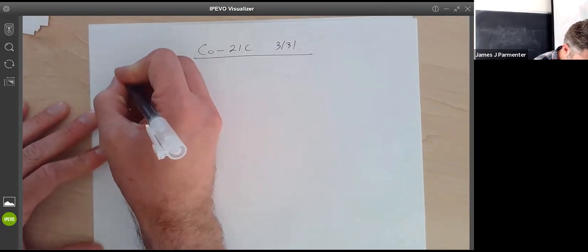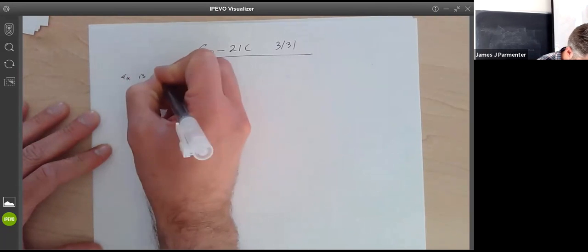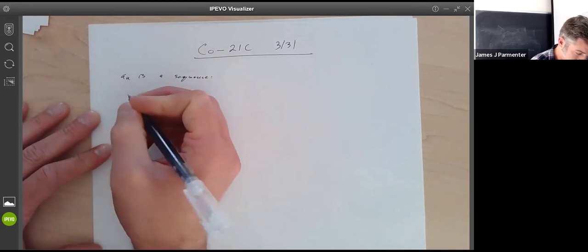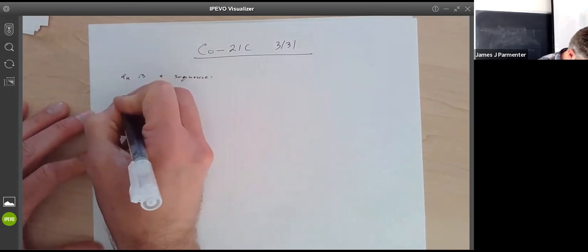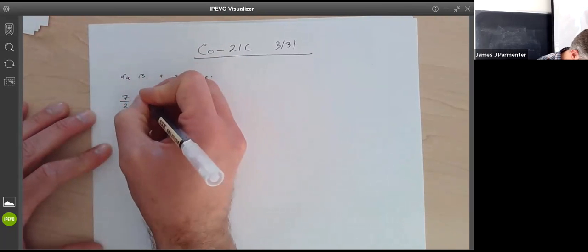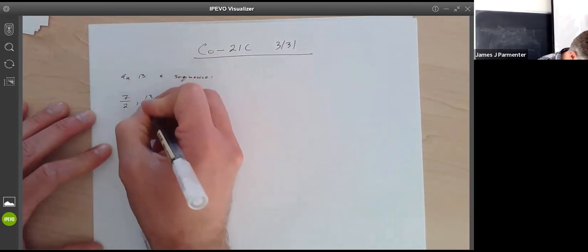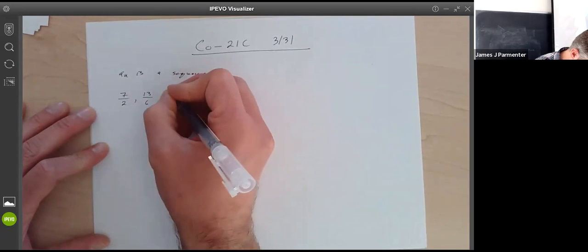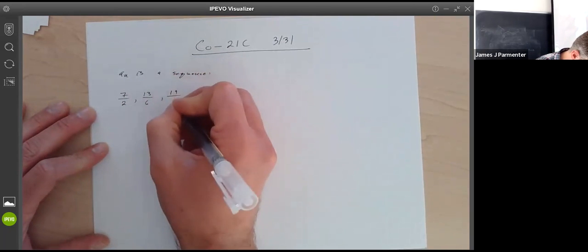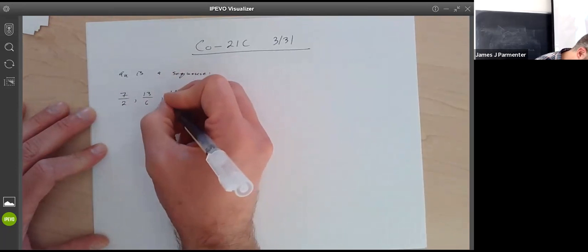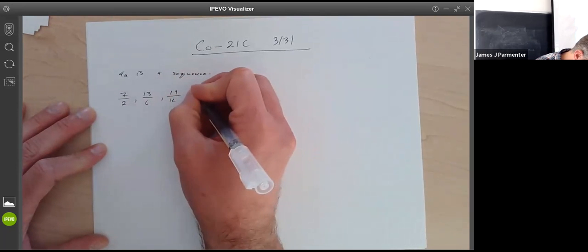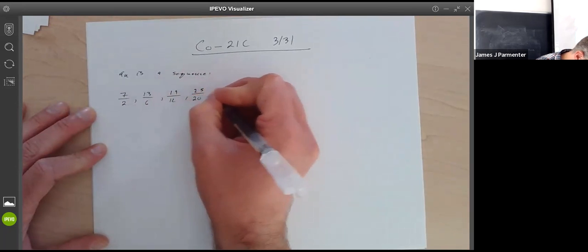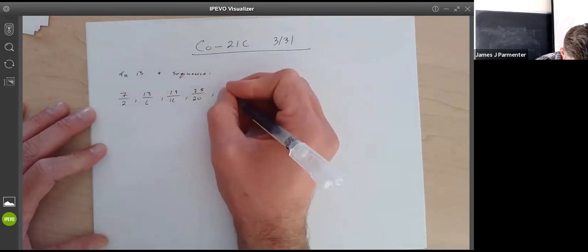The terms of our sequence are 7 over 2, 13 over 6, 19 over 12, 25 over 20. And what's the last one going to be?